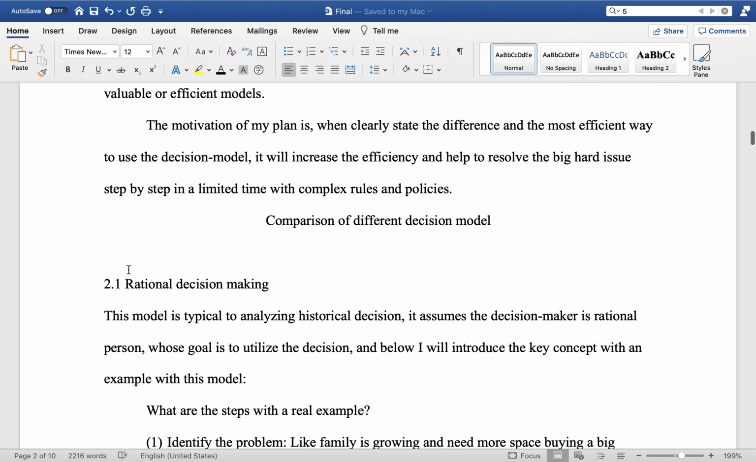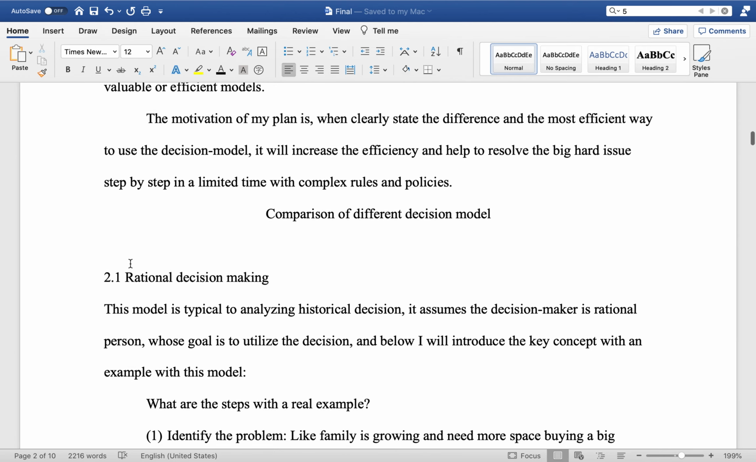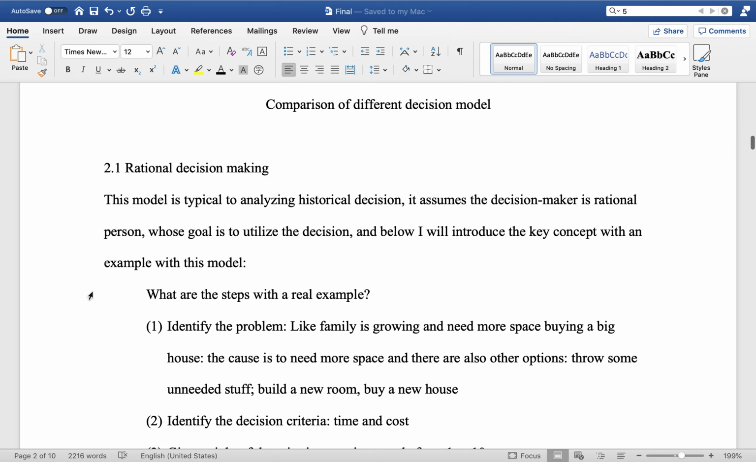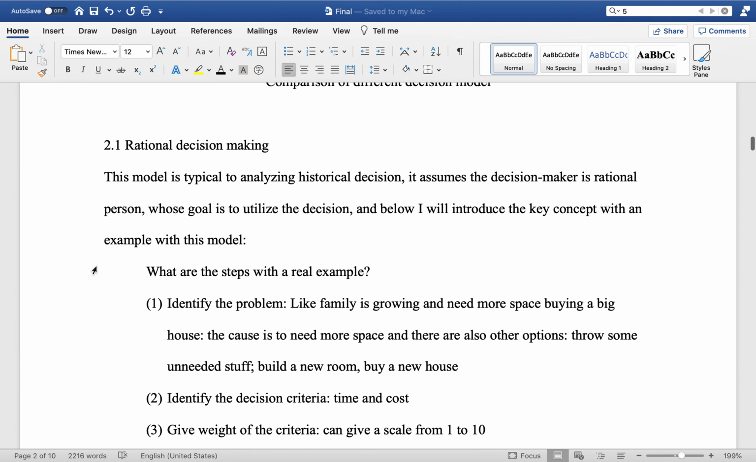So for the first one, the rational decision model, that is typically to analyze historical decisions. It assumes the decision-maker is a rational person whose goal is to optimize the decision. And below, I will introduce the key concept of this model with an example. So what are the steps with a real example?